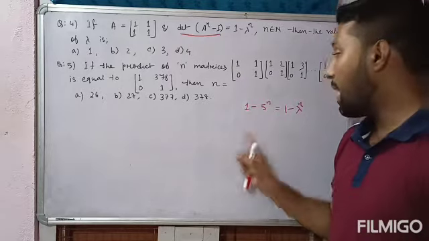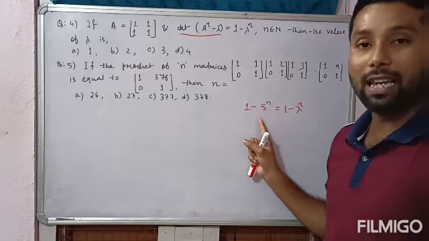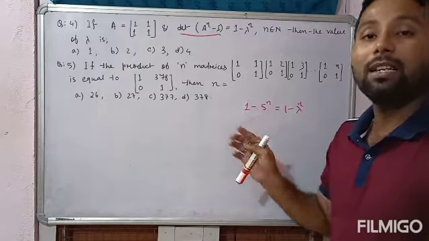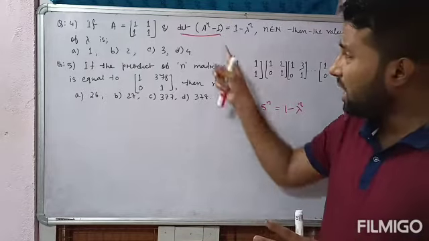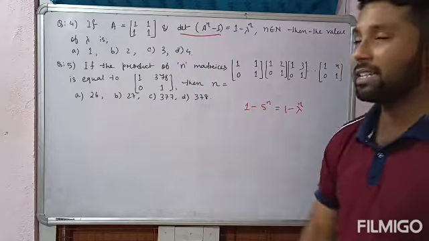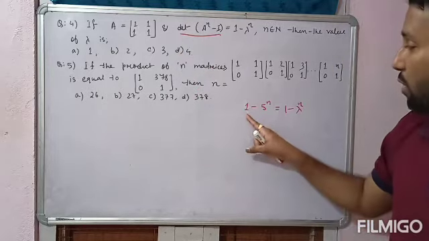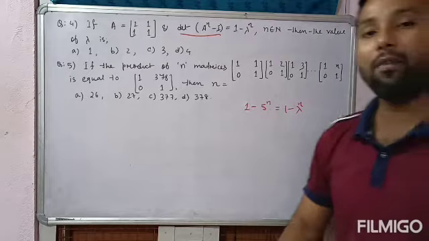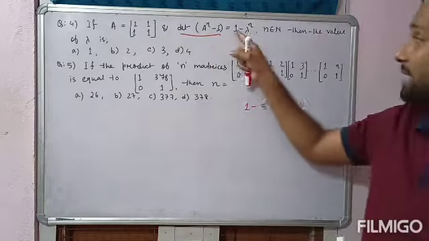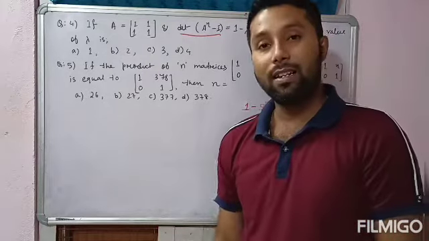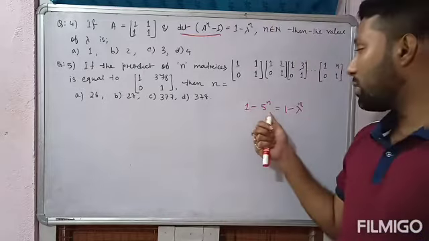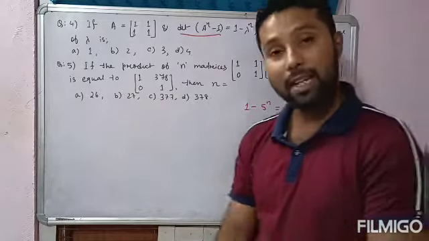I wrote an example here, but don't think that it is (1 minus 5) to the power n. I'm just giving one example. You have to express the left hand side in the form of 1 minus something to the power n. Why 1? Because on the right hand side also the first term is 1, so the left hand side has to be expressed in the form of 1 minus something to the power n.